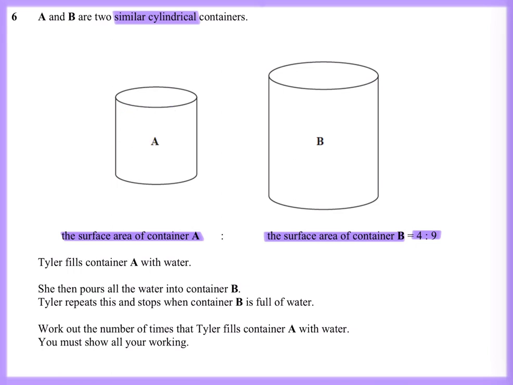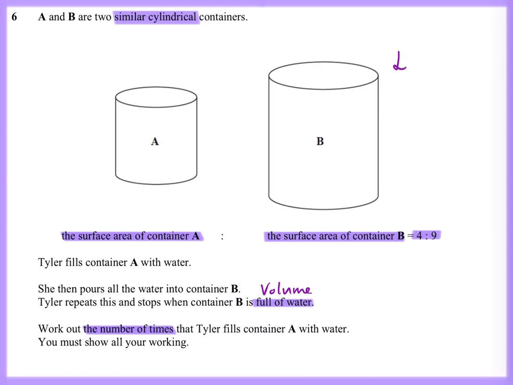Work out the number of times that Tyler fills container A with water. We must show all the working. When it says pours water, firstly we need to realize that this is talking about volume. It doesn't directly tell us that it wants the volume, but we need to deal with the volume of the cylinders at some point. I've been given the surface area ratio between the two shapes.